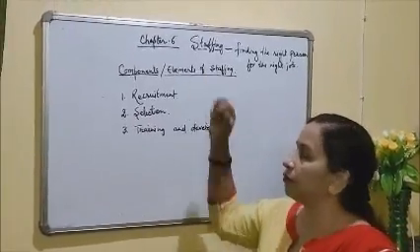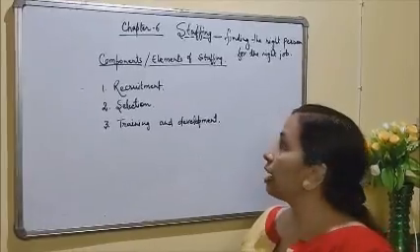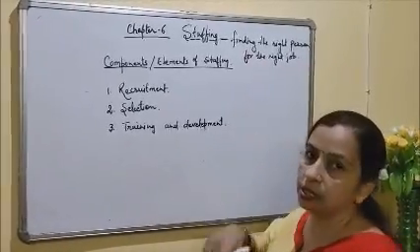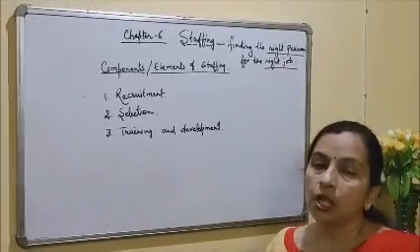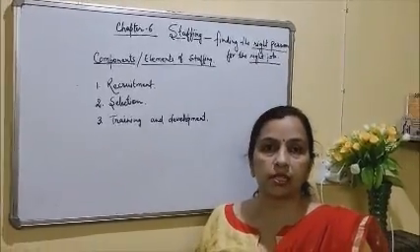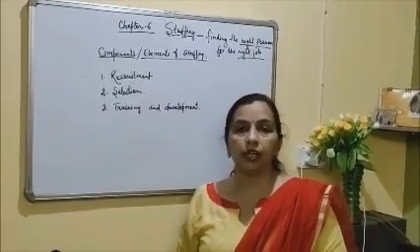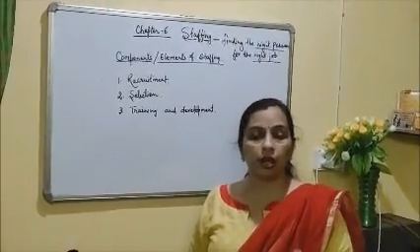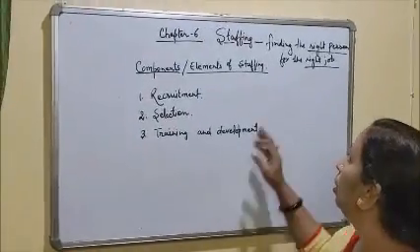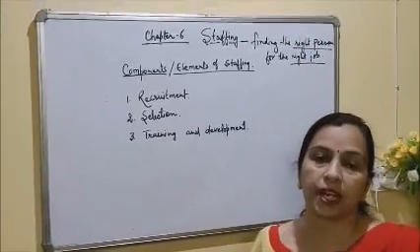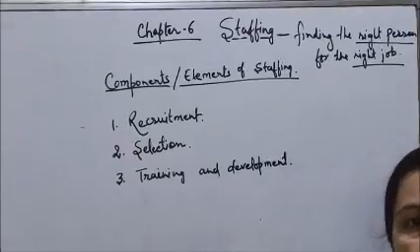Chapter 6, that is staffing. In that chapter, we have discussed what we mean by staffing. Staffing is actually finding the right person for the right job. There are two things, right person and right job. So how do we come to know that a person is a right person? A person is a right person when he has the required qualification according to the requirement of the job. So staffing is that function of management where the company finds the right person for the right job.